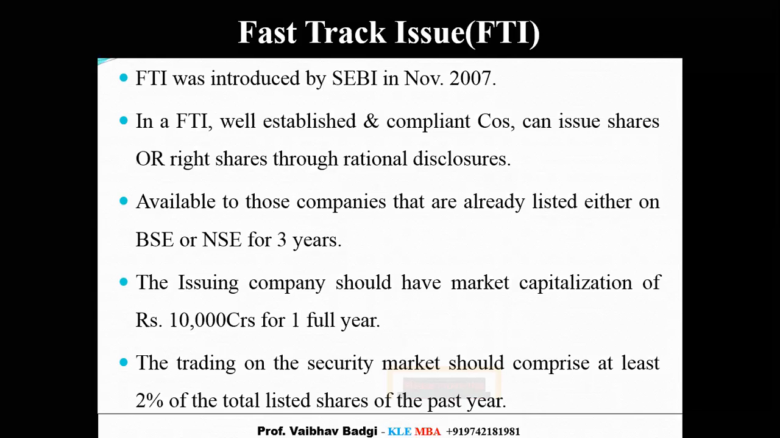Are you able to understand the whole logic of it? That means if today the stock market has done a business of say 1,000 rupees, what is 2% of 1,000 rupees? 20 rupees. Okay, so at least 20 rupees of business should come only from this company which is trying to make an FTI. Only if all these conditions are satisfied are you eligible for fast track issue. Otherwise, you are not eligible. Clear with the concept?